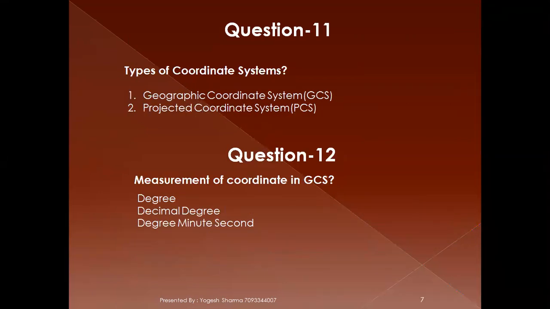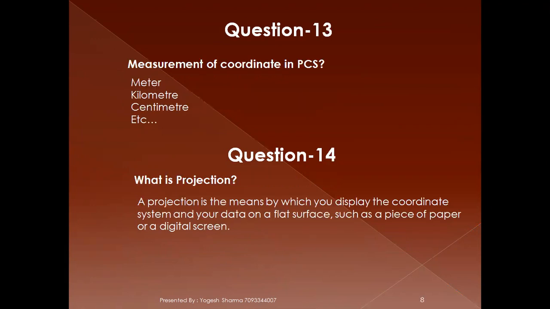Types of coordinate systems. What coordinate systems do we have? We have two types: the geographic coordinate system and the projected coordinate system. Measurement of coordinates in the geographic coordinate system: the coordinates are measured in degrees, decimal degrees, and degrees minutes seconds. And how do we measure the coordinates in the projected coordinate system? In the projected coordinate system, the coordinates are measured in meters, kilometers, centimeters, etc.